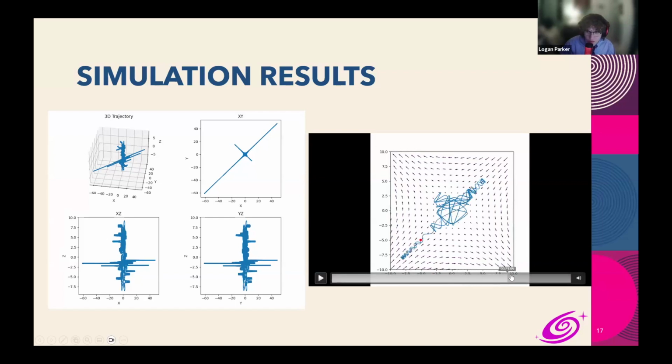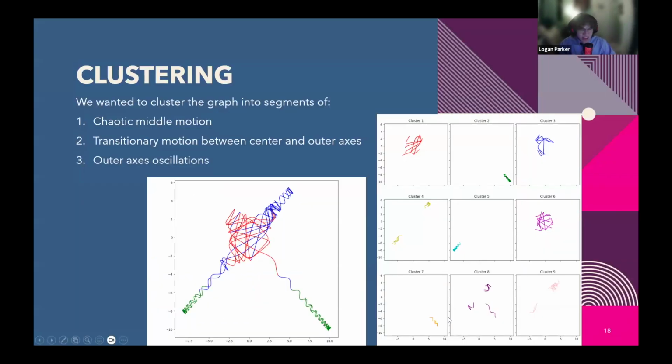I can't really show all of it for time's sake, but we expanded the motion out long for it, and this is a far shorter version of it. Main takeaway is there's chaotic middle motion before it shoots out onto one of the four axes. And that's exactly what we wanted to do. We wanted to cluster the graph into segments of the chaotic middle motion, the transitionary motion between the center and the outer axes, as well as outer axes oscillations.